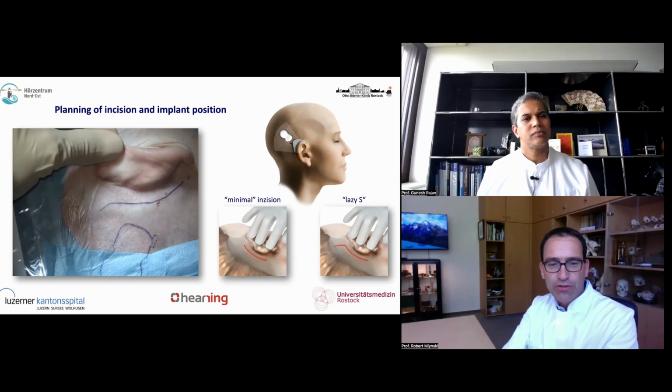We don't do usually drawings. That's just for illustration here. Yeah. So we have a 45-degree out of the temporal line, which is also important, and to have enough distance between the coil and the processor.